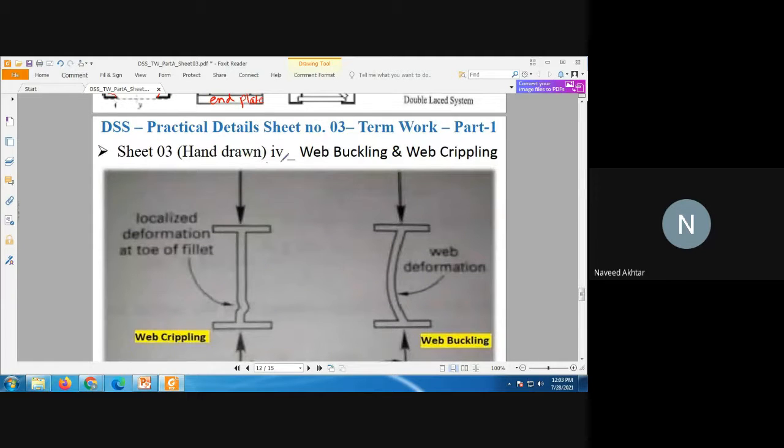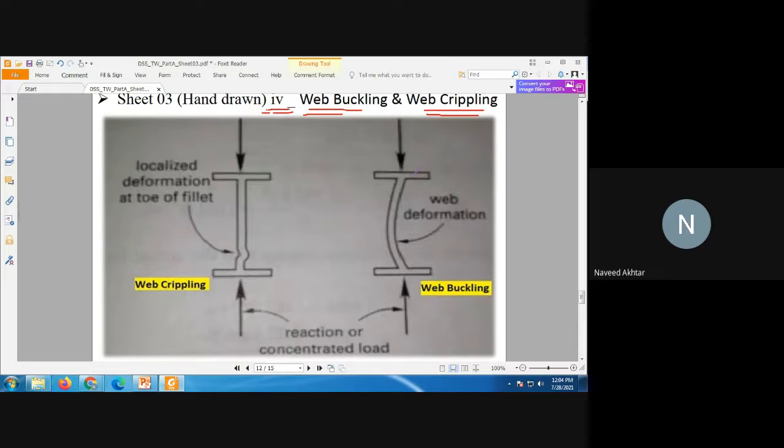Now the fourth section of your sheet number 3 is web buckling and web crippling. We will see what web buckling and web crippling are now, and then you will be able to draw this. Generally, web buckling or web crippling is a type of local failure.